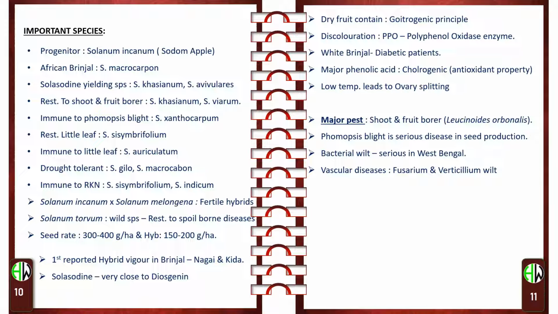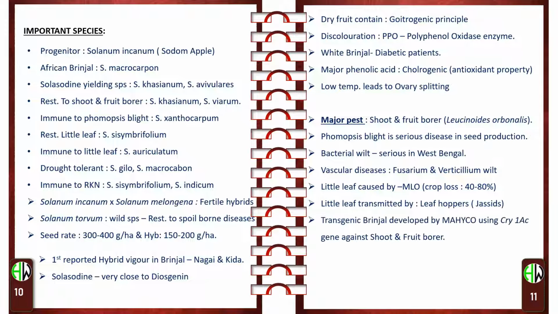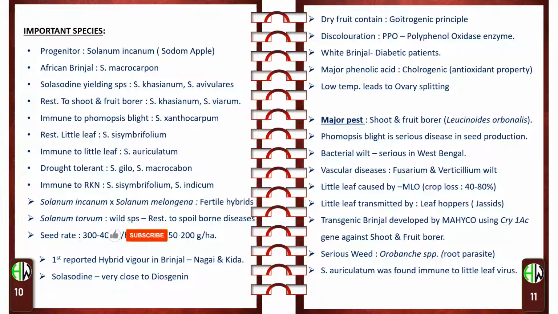Vascular diseases are fusarium and verticillium wilt. Little leaf is caused by MLO and crop loss is about 40 to 80%. Little leaf is transmitted by leafhoppers, that is by jassids. Transgenic brinjal was developed by Mahyco using Cry1Ac gene against shoot and fruit borer. Serious weed is Orobanche species, which is a root parasite. Solanum auriculatum was found immune to little leaf virus.